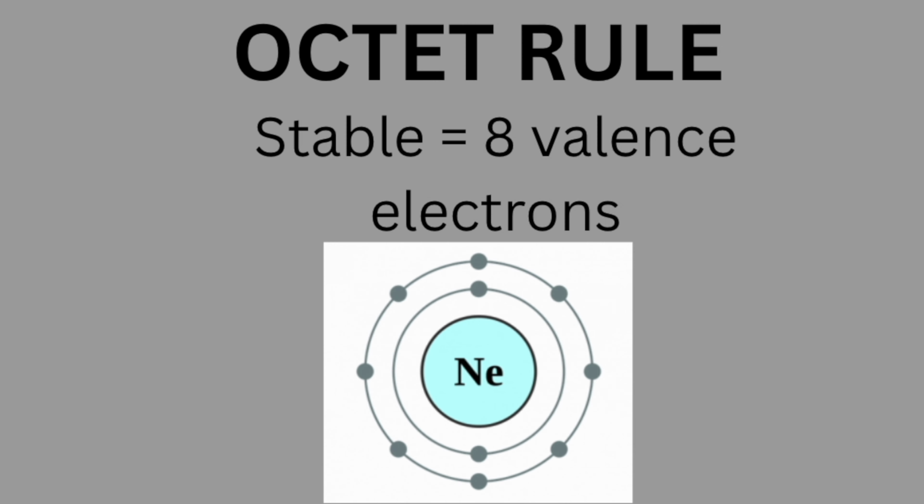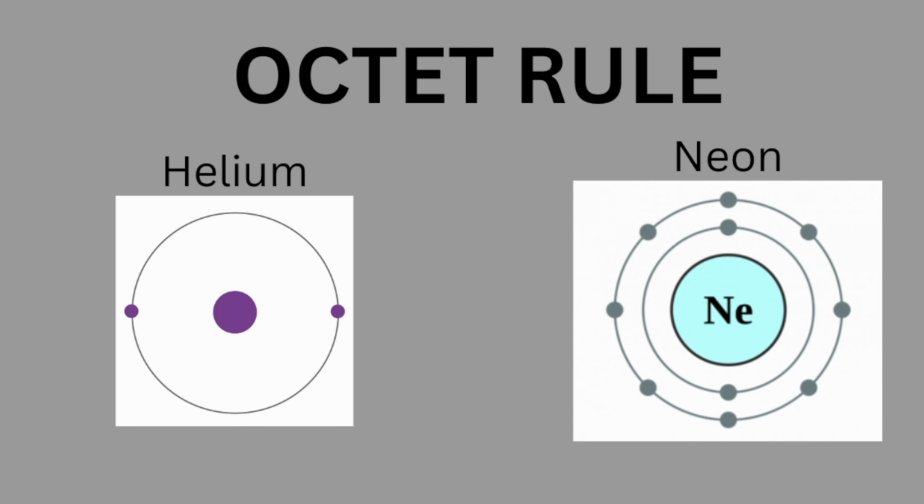Atoms are considered stable when they have a full outer shell. This is usually 8 electrons, known as the octet rule. Helium needs 6 valence electrons to fulfill the octet rule. Neon needs 0.